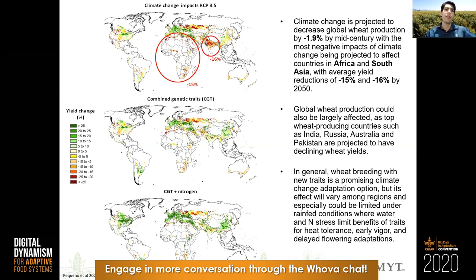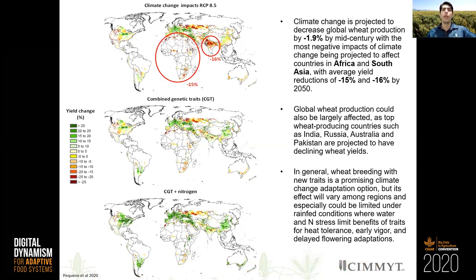That's what we have seen in some areas in the west part of the US, and also in parts of Russia, and some other areas where there is a lot of mainly rain-fed wheat production, and water stress is exacerbated, and this could limit the effect of the crop genetic traits.